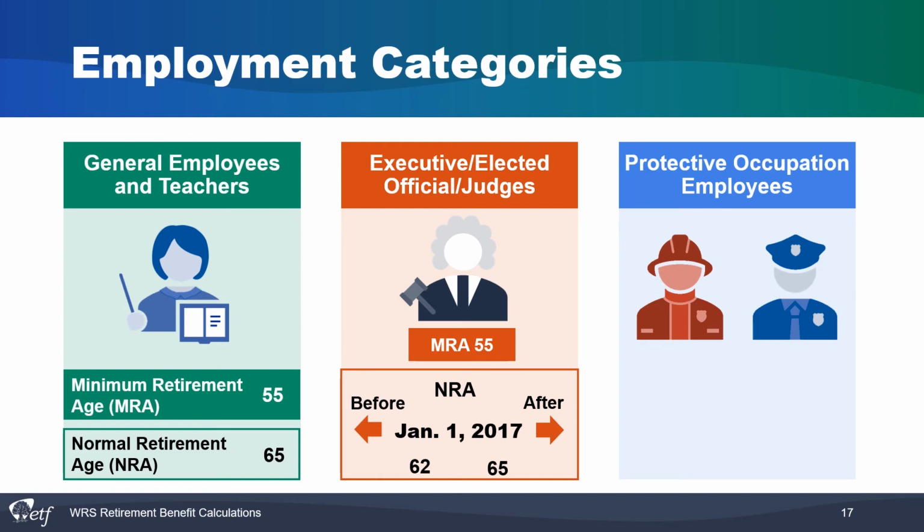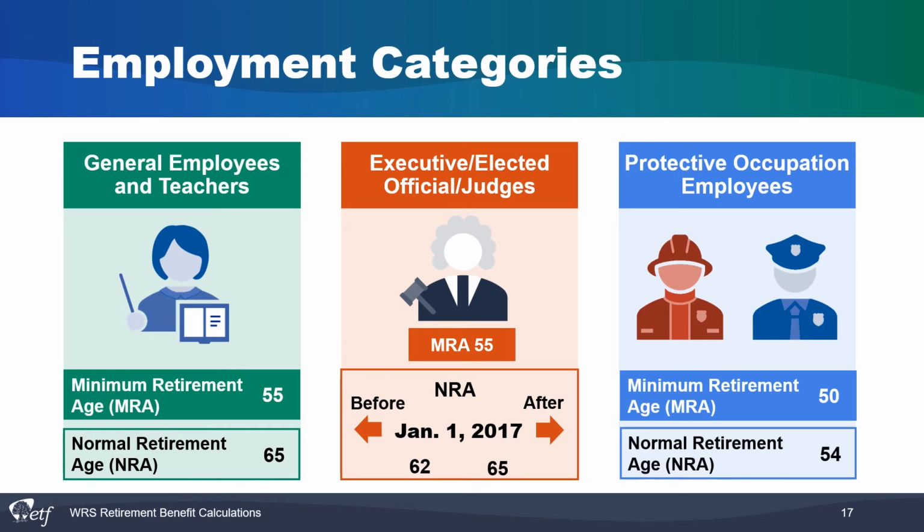Protective occupation employees, such as firemen or police officers, have a minimum retirement age of 50 and a normal retirement age of 54. This is due to the hardships of their position.